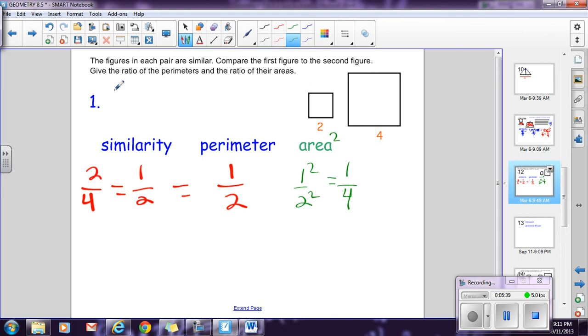So when I compare the perimeter, or the similarity ratio, I compare the two, I get 2 to 4, which is 1/2. Which means the perimeter is going to be the same ratio. But their area is squared. The ratio is going to be squared. And we're going to be doing different things with this ratio later on. I just want to show you that right now. That's how we get the different ratios between the two different figures.